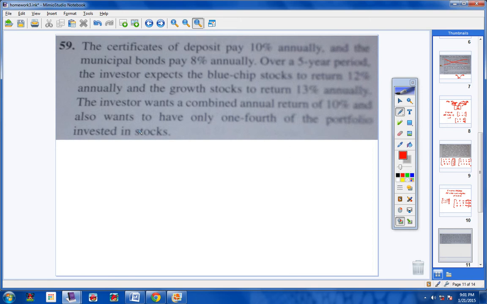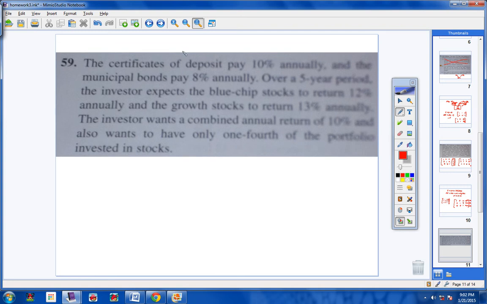Okay, the directions say there's an investor with a portfolio totaling $500,000. So in other words, if you look at the directions, his total investment is going to be $500,000. Okay, there we go. So that's all we need to know from the directions.